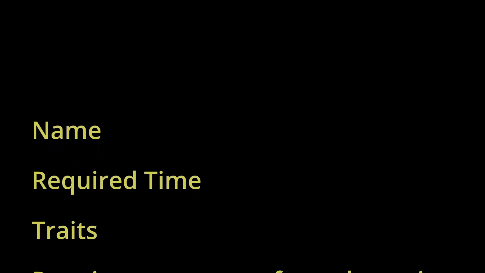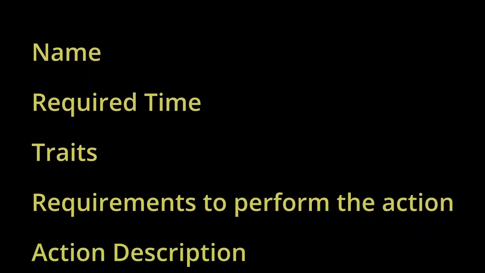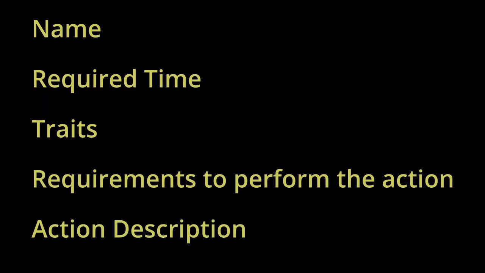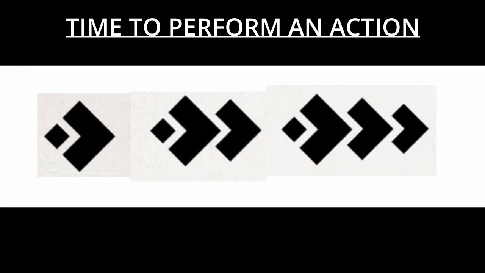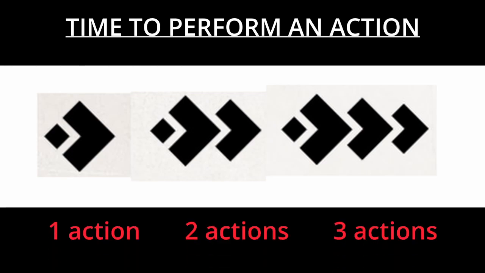Most actions will have the following pieces of information that accompany them in a rulebook. This includes the action's name, the time required to perform the action, traits that describe the action, requirements that you might have to take that action, and a description of what the action actually does. The amount of time taken to perform an action is key in many cases. You'll notice a few different diamond patterns next to the names of many actions, and this is the number of actions that are indicated to take that action, such as 1, 2, or 3 actions.